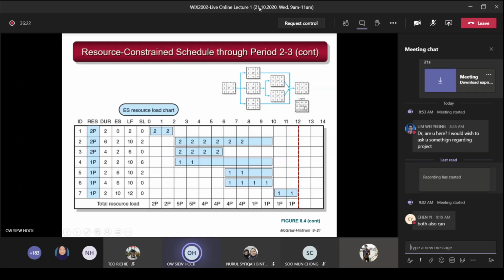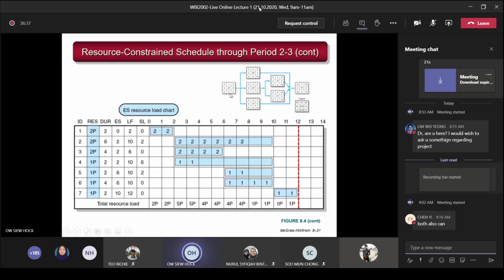Let's look at this one here. This box is the slack. Just copy all the slack and load into this chart as well. So once you have finished this, now you start to look at the resources you require, and then you distribute according to the time period that you require.